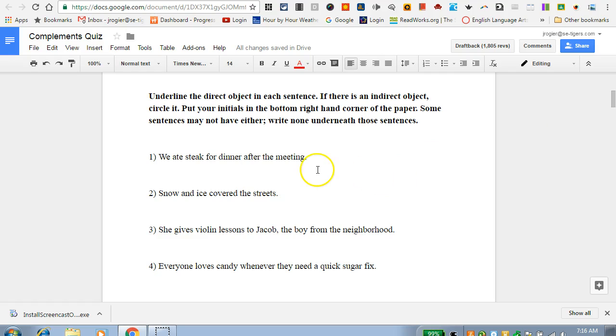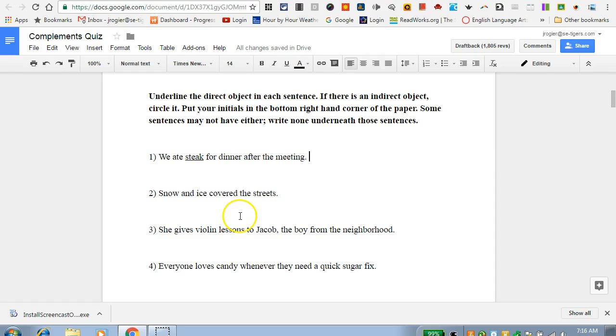I am going to boldface the indirect objects because I don't have a circling function that works too well on this. So, we ate steak for dinner after the meeting. We ate. What did we eat? We ate steak, and so steak should be underlined there. There is no indirect object there.